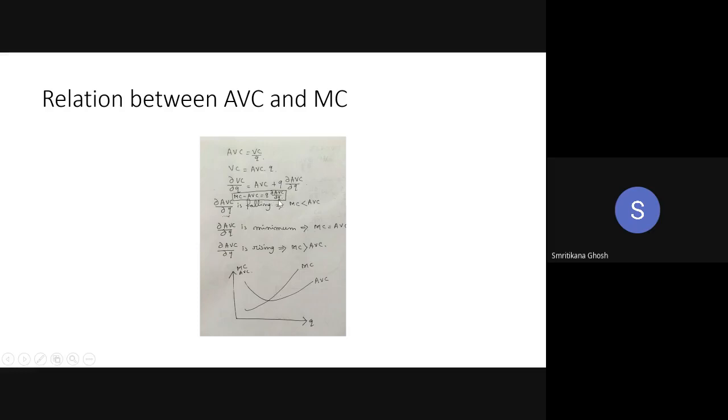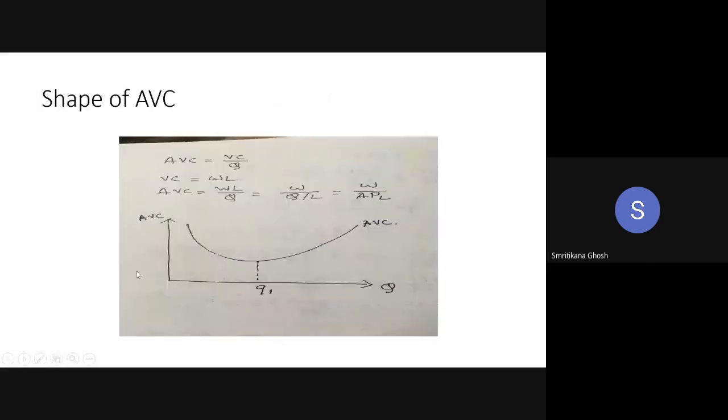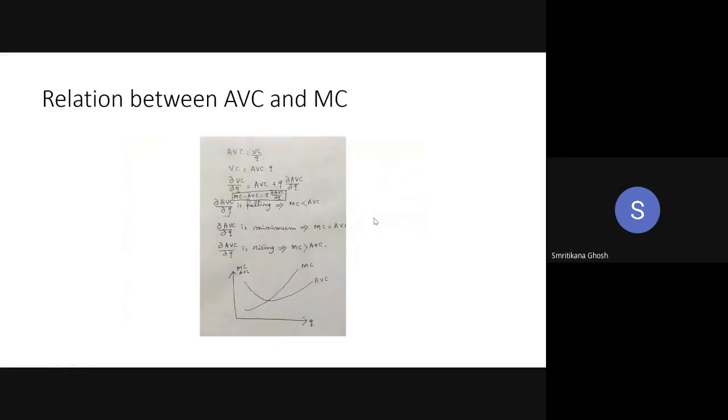You know the shape of your AVC curve from this. This is your AVC curve, and that you got from the relationship with the APL. So you know the shape of your AVC. You just draw it. And you again know your MC curve as well. Now, initially your AVC curve is falling, then MC is less than AVC.